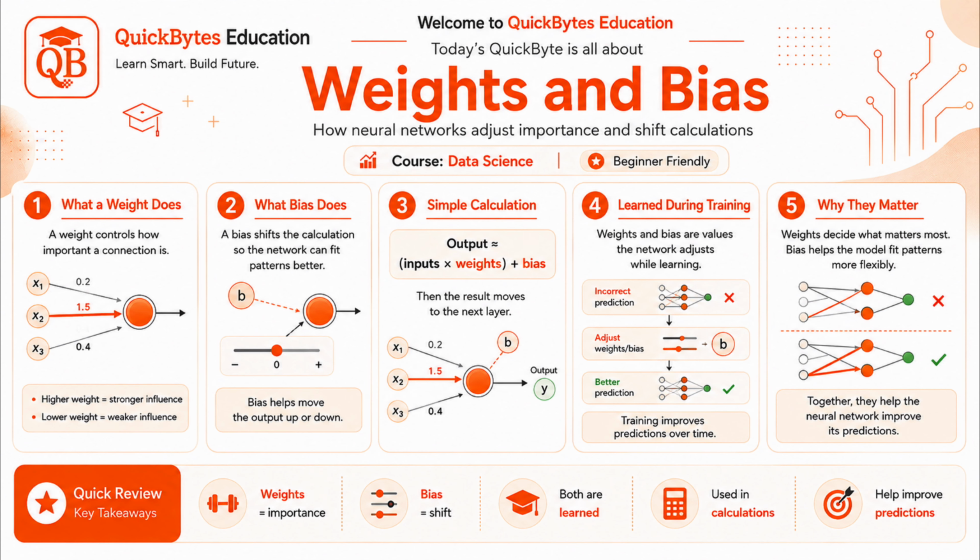2 important ideas in neural networks are weights and bias. A weight controls how important one connection is. If a feature matters a lot, the network may give it a stronger weight. If a feature matters less, the network may give it a weaker weight. A bias helps shift the calculation so the network can fit patterns better. You do not need to memorize the math right now. Just remember this. Weights and bias are values the network adjusts while learning. They help the neural network improve its predictions.